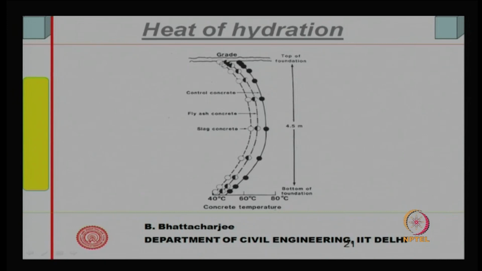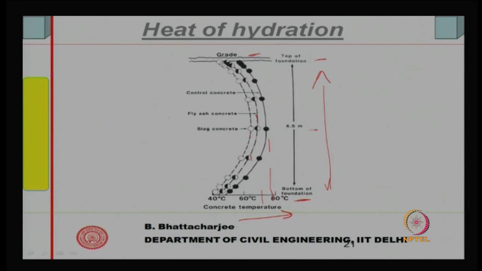For example, this is the top surface of a grade level, top of a foundation. So, it is a thick raft, 4.5 meter thick raft, and the bottom of the foundation is here. In this direction is the temperature. Now, fly ash concrete has the maximum temperature somewhere here at its center, whereas the control without fly ash will have much higher temperature, and slag concrete is still lower than the fly ash concrete.